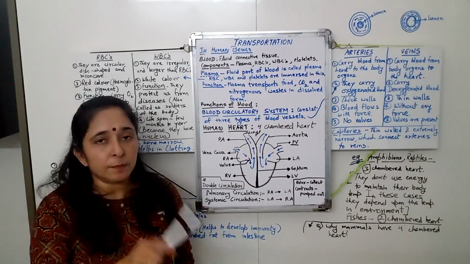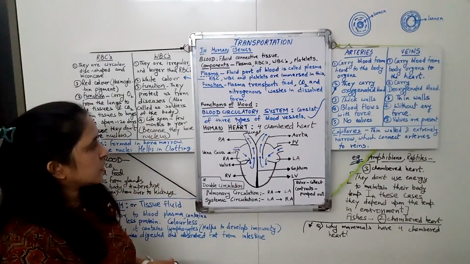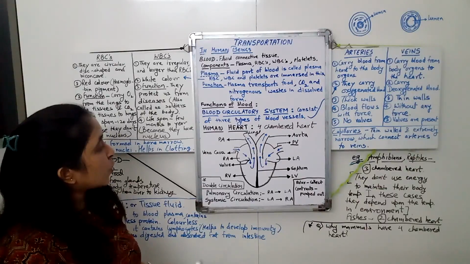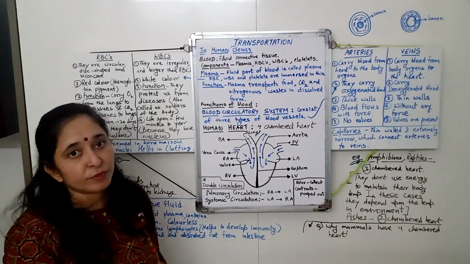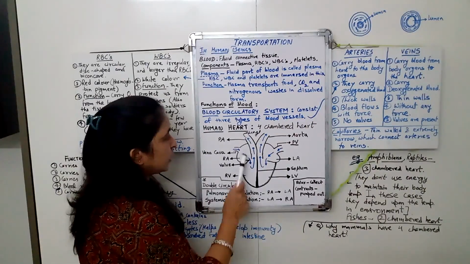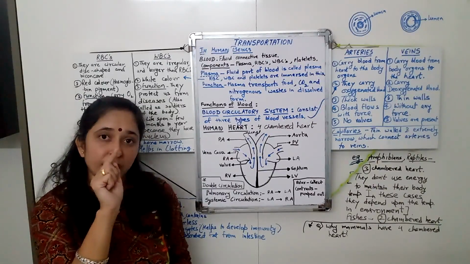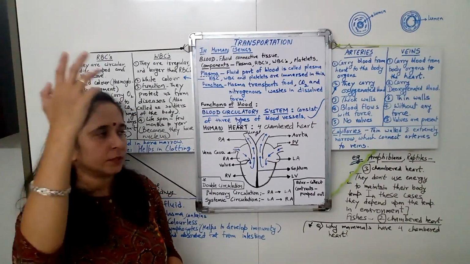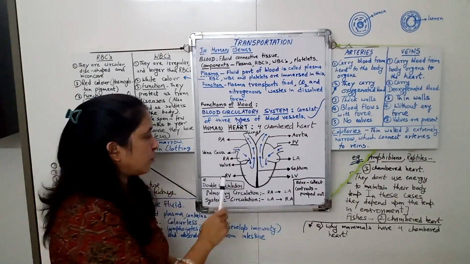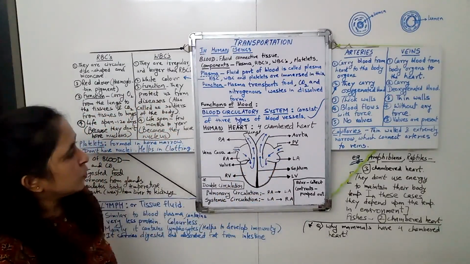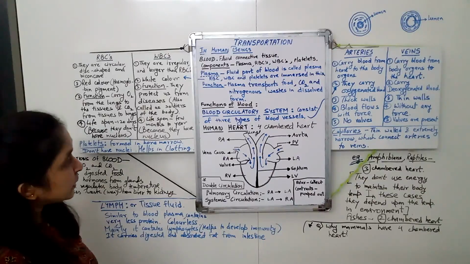Fine. Label the part which pumps out the blood into the lungs. So which part? That is the right ventricle through the pulmonary artery. Fine. And through which part is the blood pumped into the whole body organs? That is through the aorta. So anyway they can ask. You should be very clear about each and every part. So I think I have covered all the topics related to the transportation in human beings.